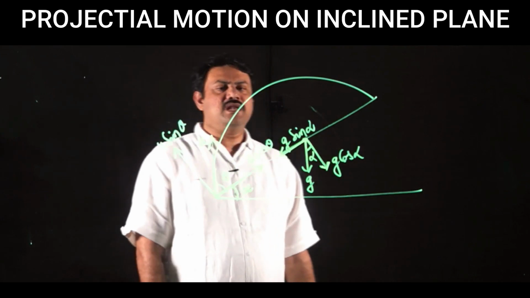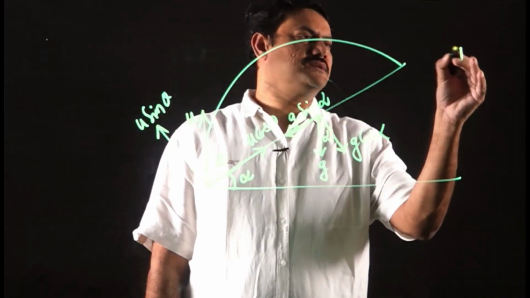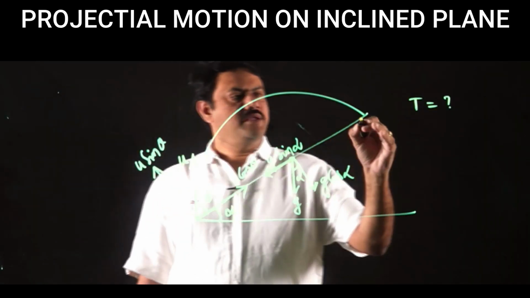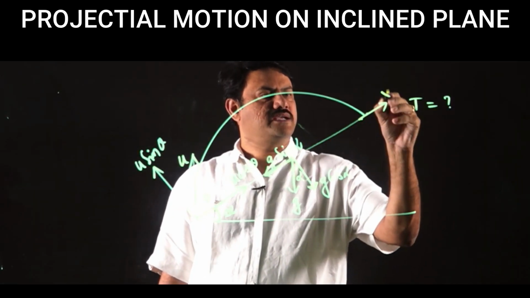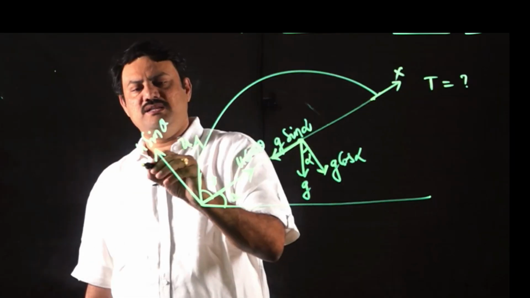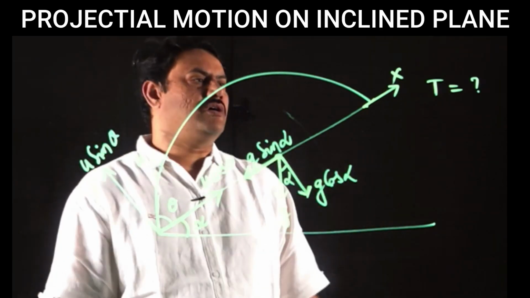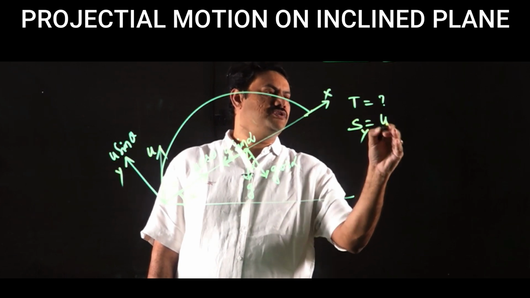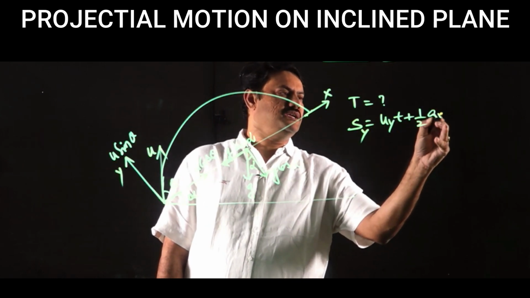Okay, now you want to calculate the time of flight. So if you want to calculate the time of flight, you will take the inclined plane as the x-axis, parallel to the inclined plane, and this is the y-axis. Now according to the formula, in this perpendicular direction, Sy is equal to uy t plus half ay t square.